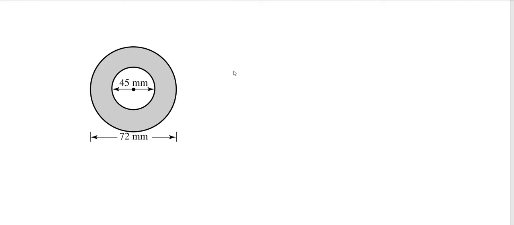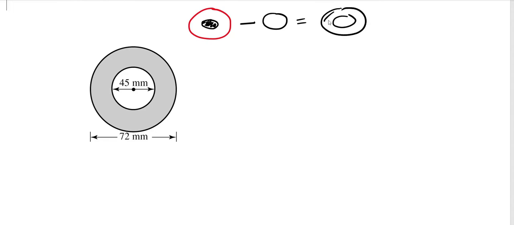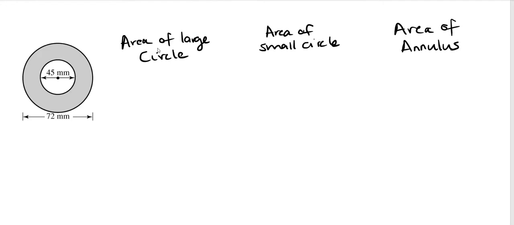Now let's plan out what we need to do to work out this shaded area. If I can find the area of that large circle and subtract the smaller circle from it, so that smaller circle is just sitting inside, if I can cut that out or subtract it, it will leave me with that ring, that shaded area I need to find. So that's our plan. I need to find the area of the large circle, the area of the small circle, and then I can get the area of the annulus. So area of large circle, take away that, will equal that ring shape.